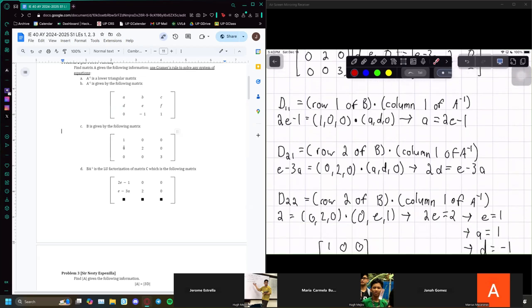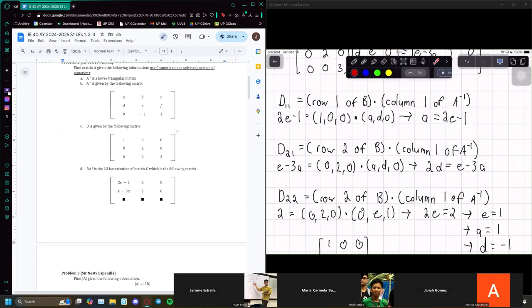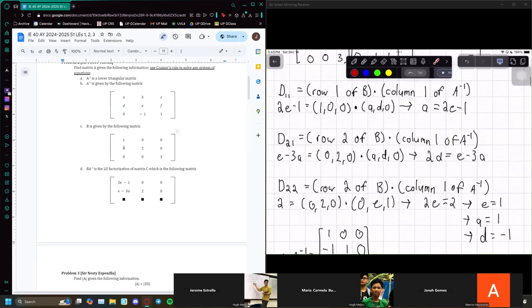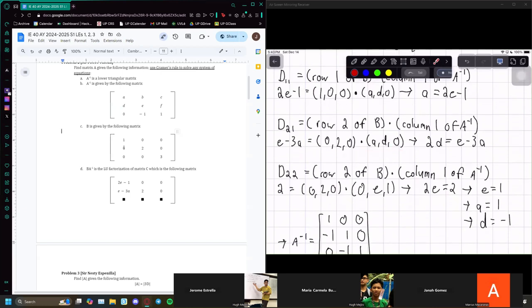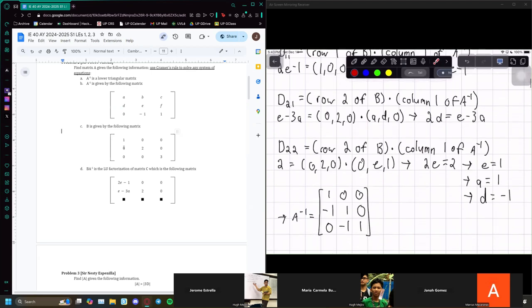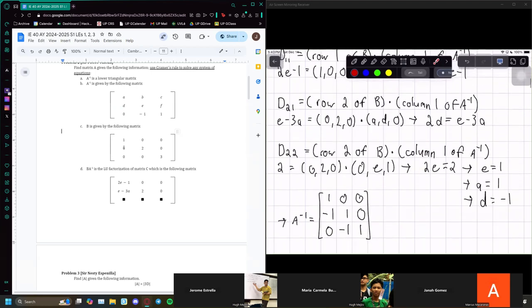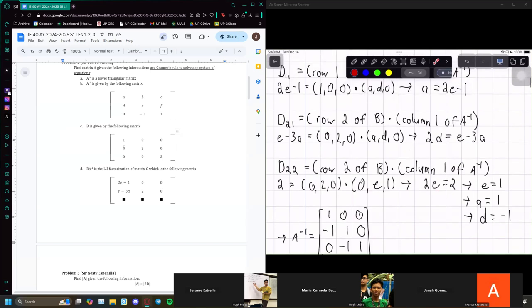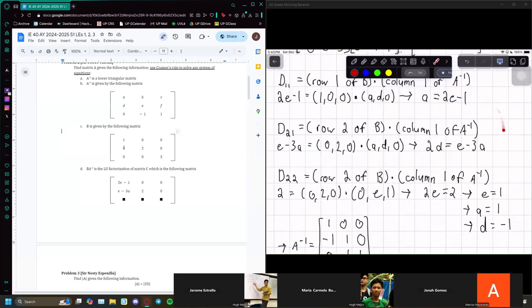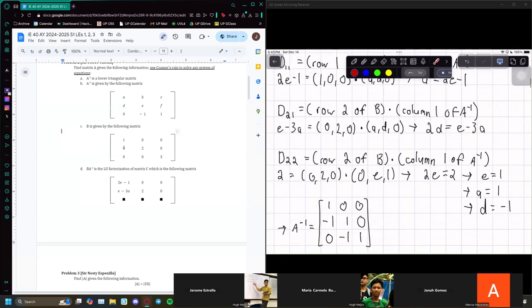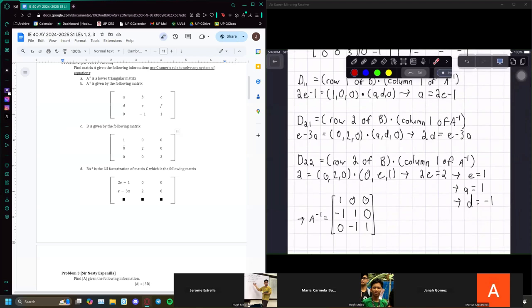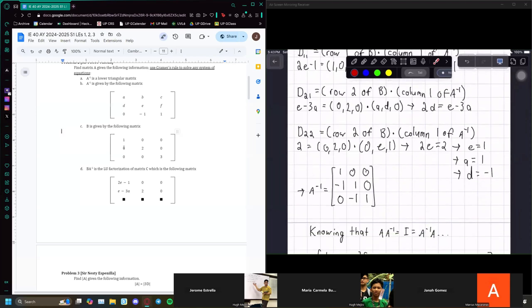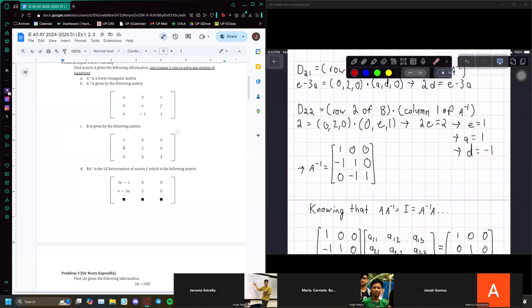And then for D21, row 2 of B times column 1 of A inverse, you end up isolating D. So you find out 2D is equal to E minus 3A. Using the same method, you also find that 2E equals 2. So you have three equations relating A, D, and E to each other. Using algebra, you will be able to solve for the values of A, D, and E, and you'll be able to solve the entire A inverse matrix.